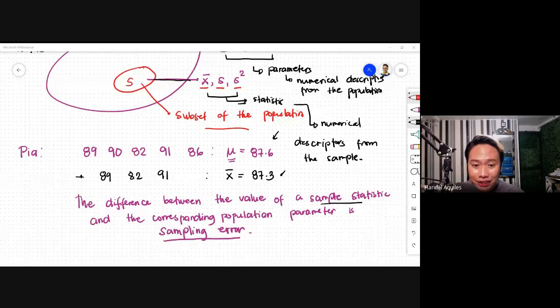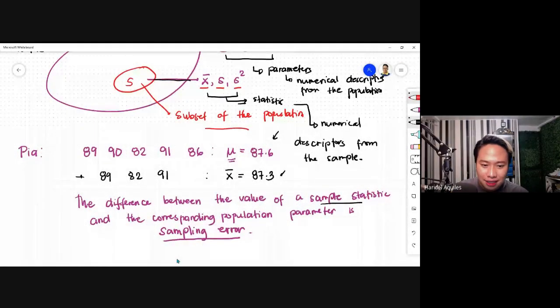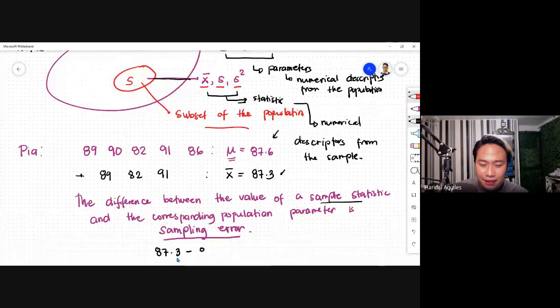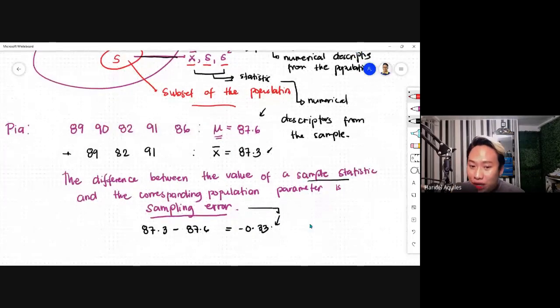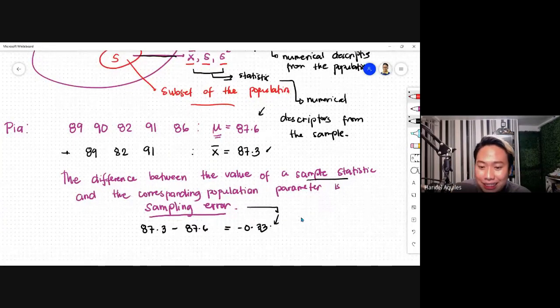If we take the difference of the two, which is 87.3 minus 87.666, the answer, if I'm not mistaken, is negative 0.33. This is what we call the sampling error. The difference between the value of a sample statistic and the corresponding population parameter is called sampling error. This is the sampling error of the means.